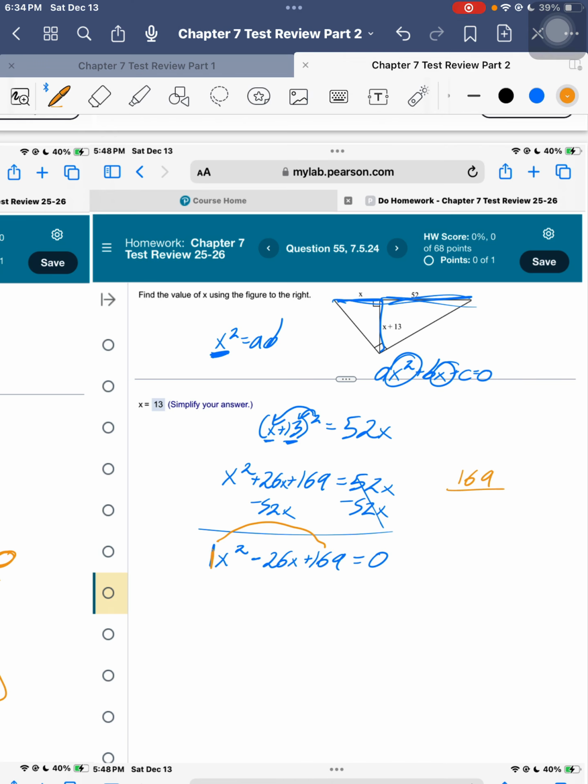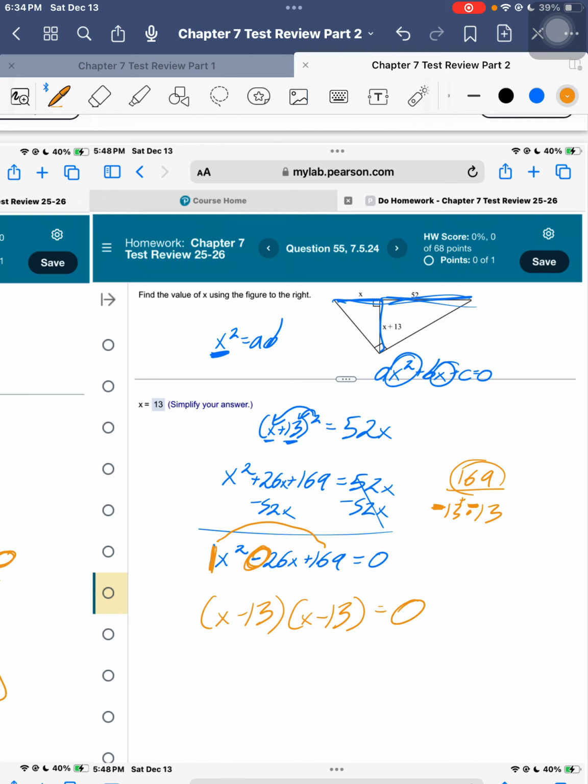So what two numbers multiply together to give me 169 and add together to give me negative 26? I have 13 times 13, but I have to make both of these 13s negative, because negative 13 plus negative 13 gives me negative 26. Also, negative 13 times negative 13 gives me positive 169. So now, since the coefficient is 1, I can just go ahead and write it inside of here.